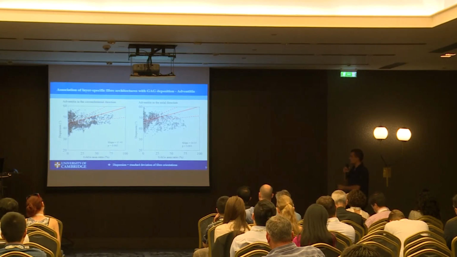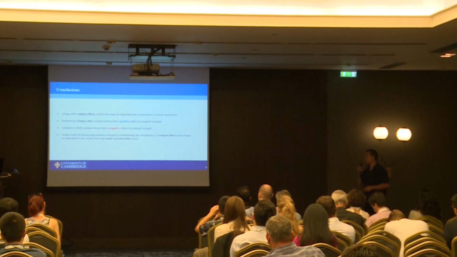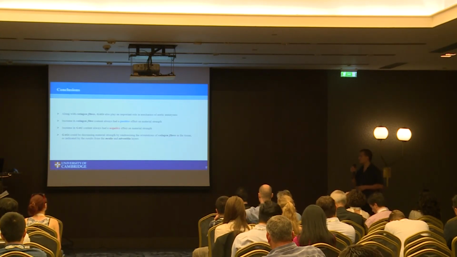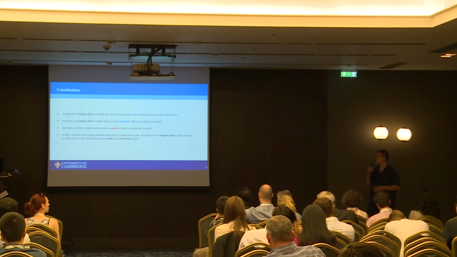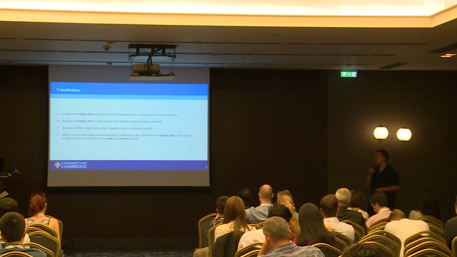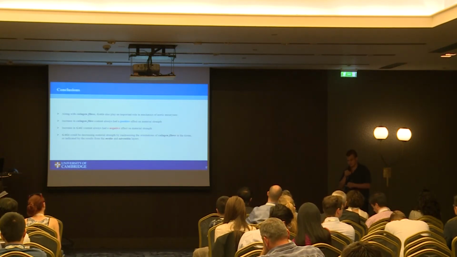Now, in conclusion, along with collagen fibers, we found that GAGs also play an important role in arterial biomechanics, and we found that GAGs could be decreasing the material strength by randomizing the orientations of collagen fibers, and this is indicated by the results from the media and adventitia layers.